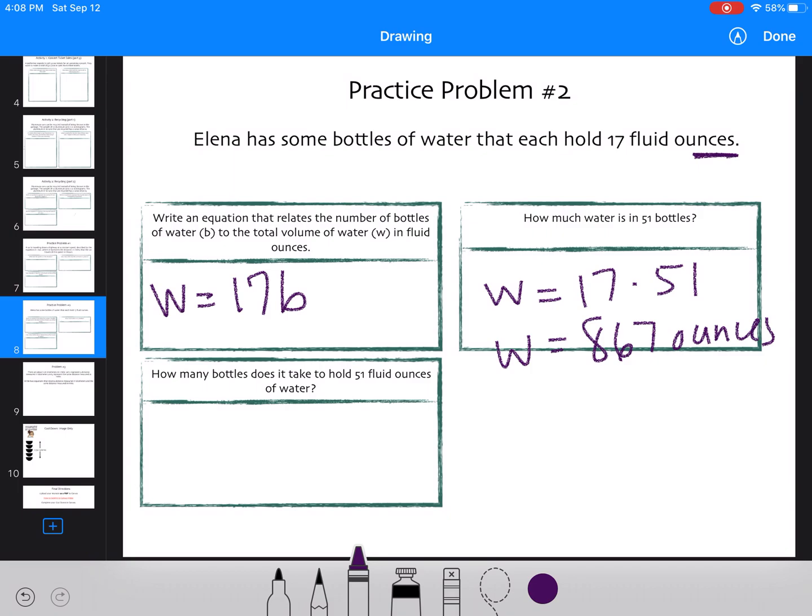Okay, so how many bottles does it take to hold 51 fluid ounces of water? So that'd be 51 equals 17B. So again, we're going to have to divide by 17 to figure out how many total bottles. So I know that that's 3 bottles.